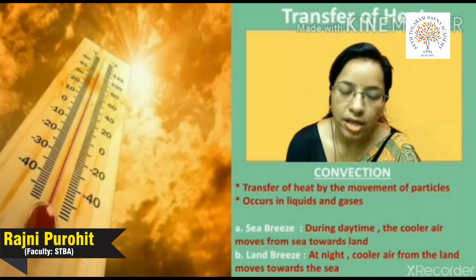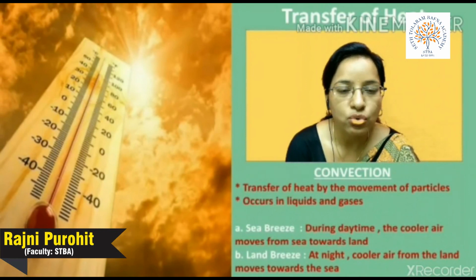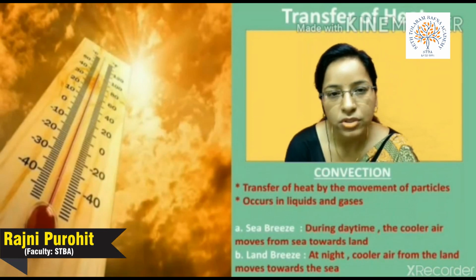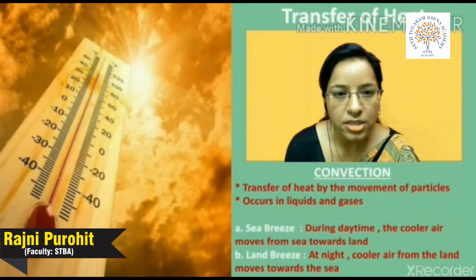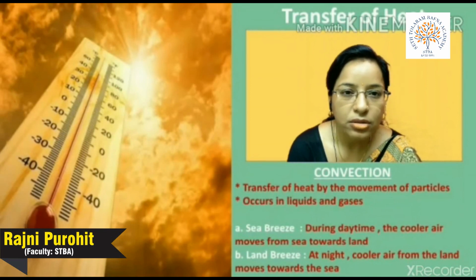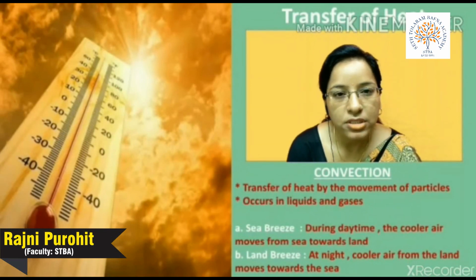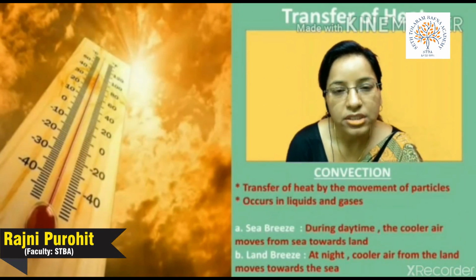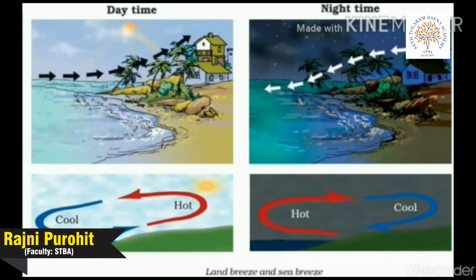Now we will take land breeze. Land breeze is also a process occurring due to convection currents. It occurs at night time and is just the reverse of sea breeze. At night time, the land cools faster than the sea. So the air over the land is cooler and the air over the sea is warmer at night. The cooler air starts moving from the land towards the sea at night time. This is called land breeze.